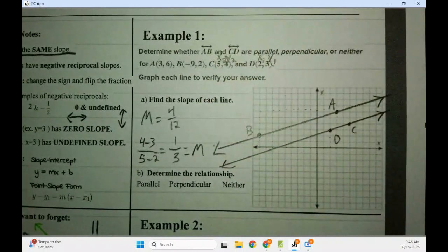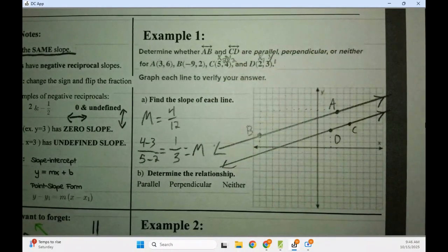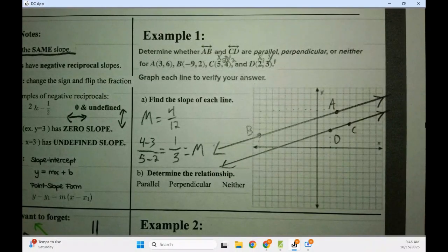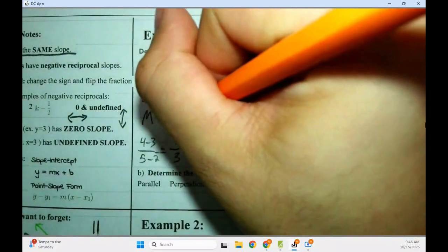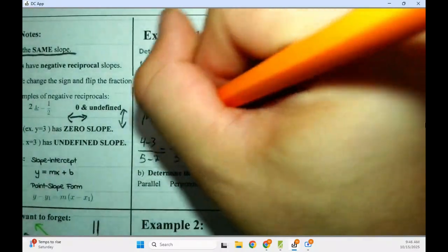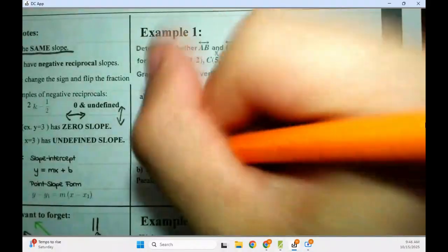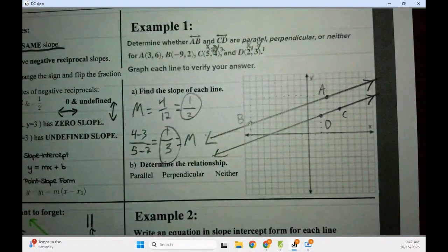4/12. Can I simplify that? I know I'm allowed to simplify some things. Is that possible to simplify? What could I simplify 4 over 12 to? 1/3, right? 4 divided by 4 is 1. 12 divided by 4 is 3. Oh my goodness, the slopes match.